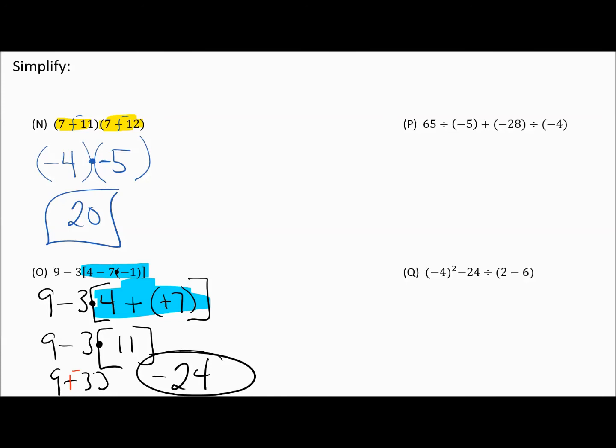When I look at a problem, y'all, I'm looking at P. I go through and I quickly analyze what operations I have. I have division, I have addition, I have division, right?